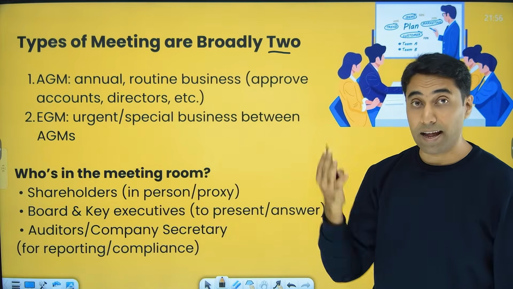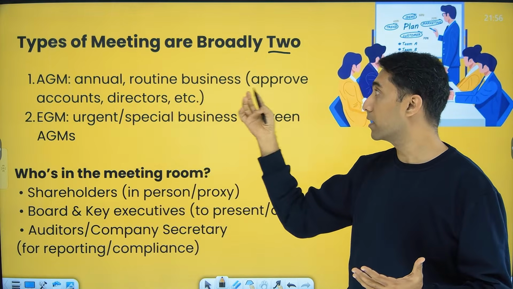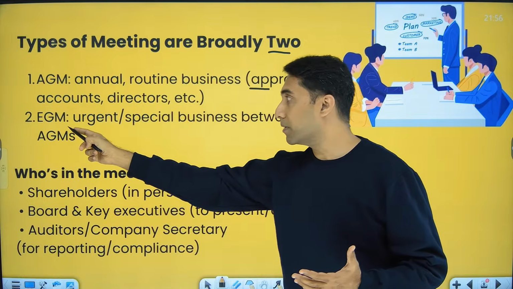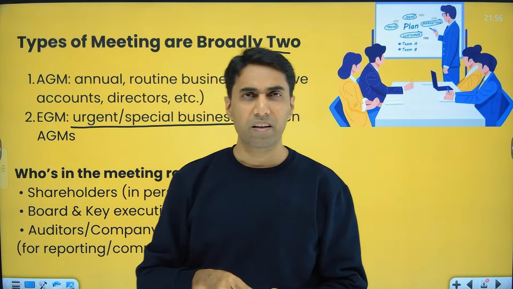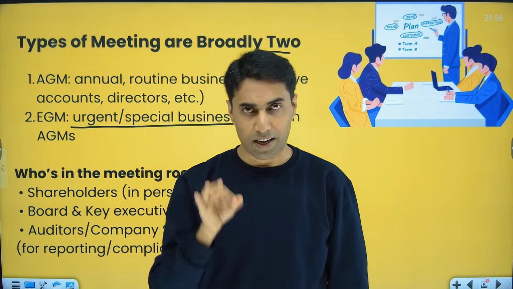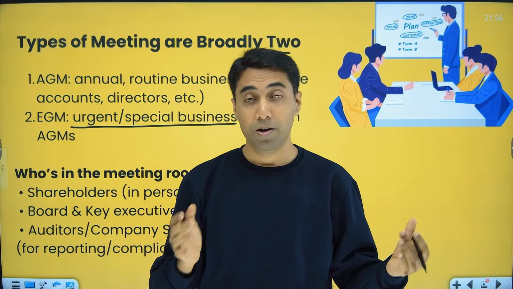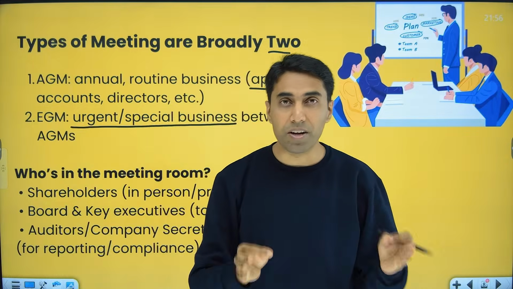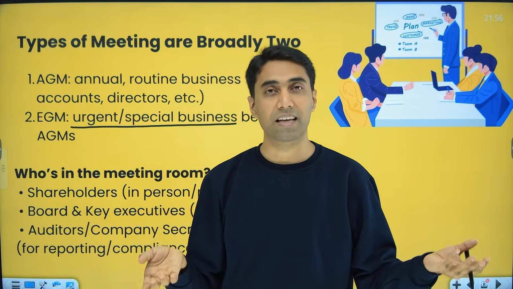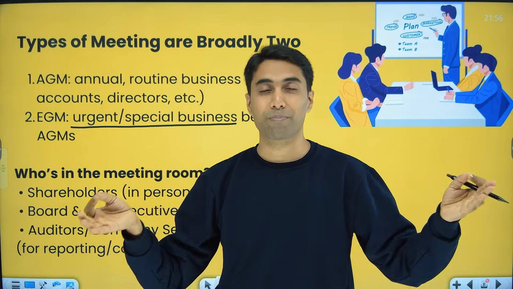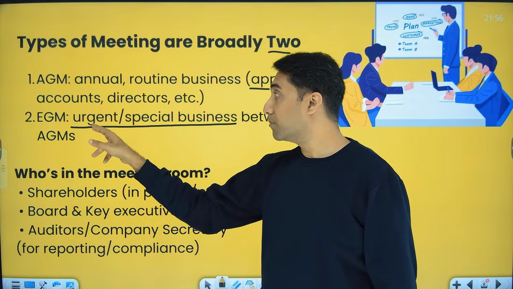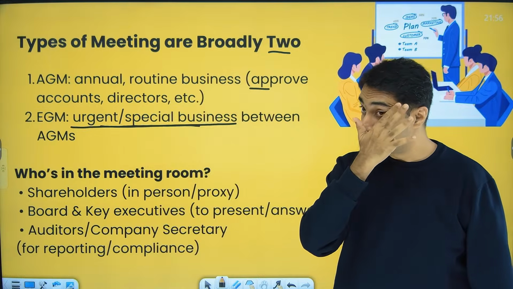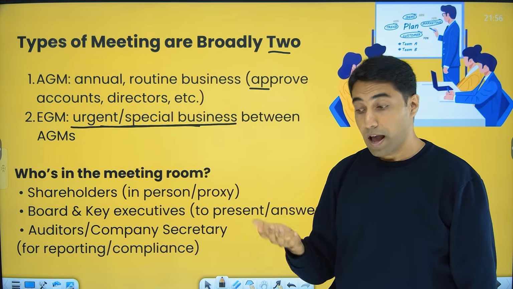AGM is the annual meeting, every year once you have to do it. It is a routine thing. And EGM is for urgent or special business. Please remember this very carefully. Do you have to do annual general meeting every year? Yes. Do you have to do EGM every year? Not necessary. If there is a requirement, if there is a need, EGM is whenever we need an urgent matter to be discussed and we cannot wait till next year's AGM.